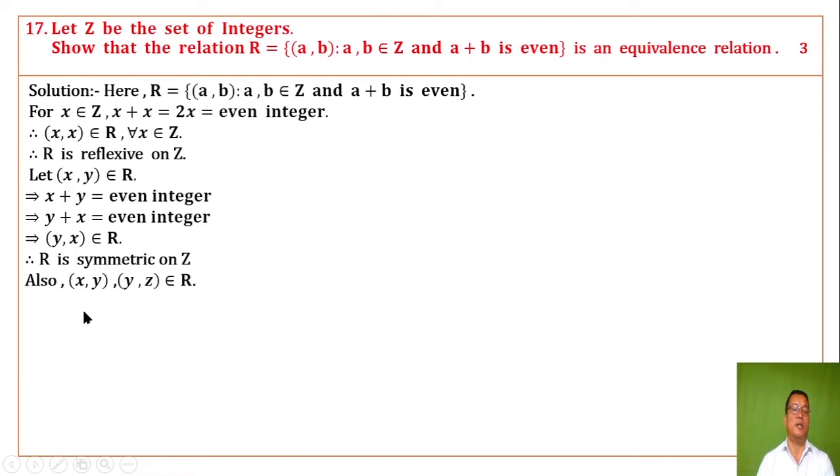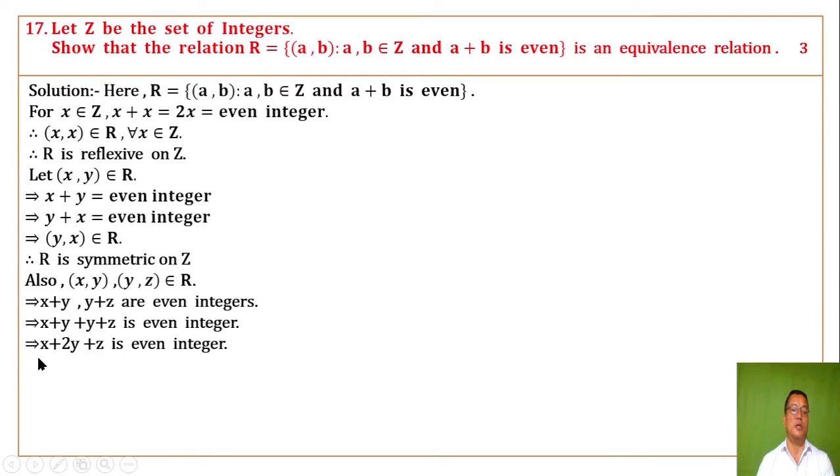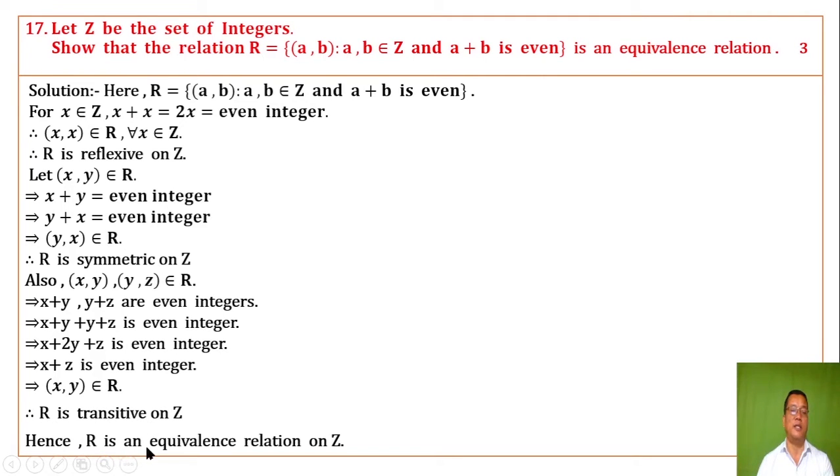For transitive, let (x, y) and (y, z) belong to R. Then by definition, x plus y and y plus z are even integers. Their sum is also an even integer. That is, x plus twice y plus z is an even integer. This implies x plus z is an even integer. This implies ordered pair (x, z) belongs to R. Therefore, R is transitive on Z. Hence, R is an equivalence relation on Z.